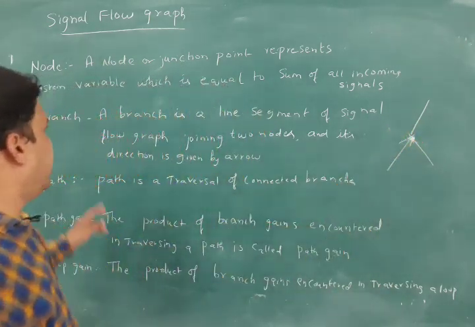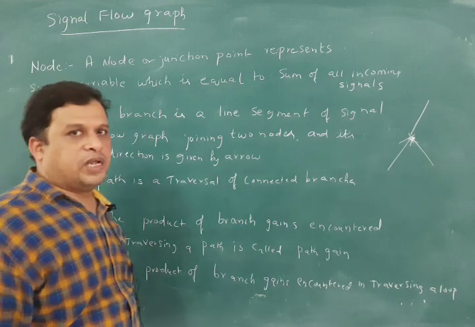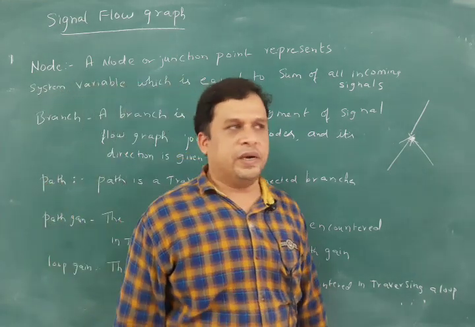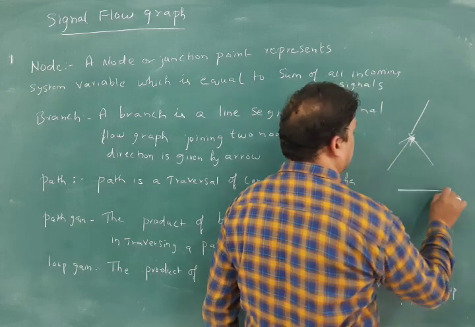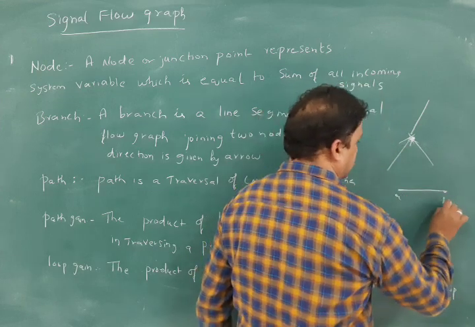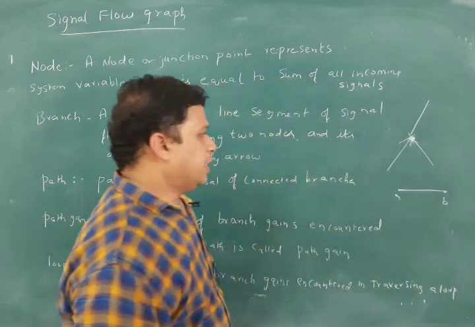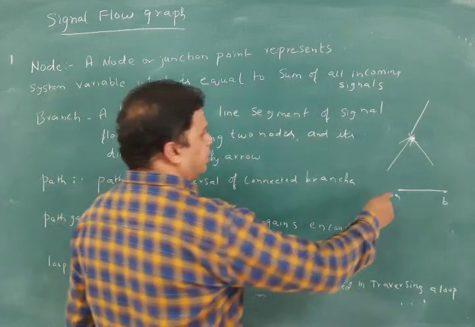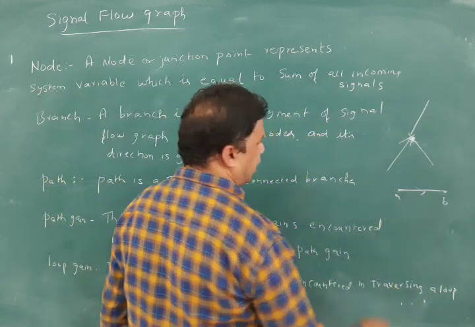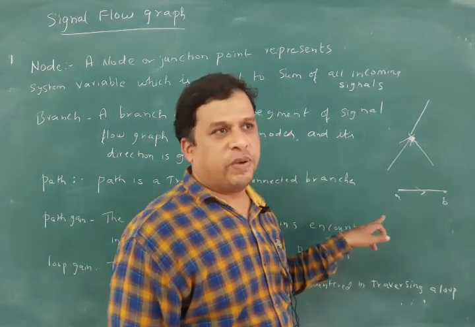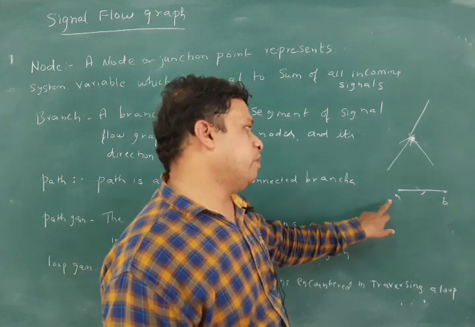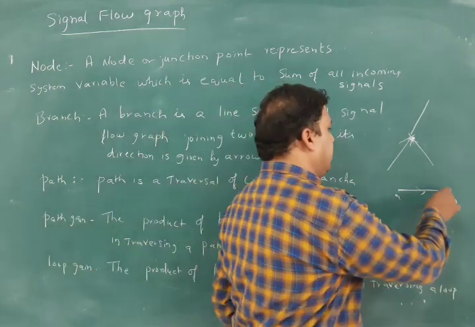And what is a branch? A branch, in general terms, is a line segment from this node to this node. We call it a branch, and we can name it AB also. It can be represented by an arrow, and the arrow represents the direction of the branch, moving from A node to B node.